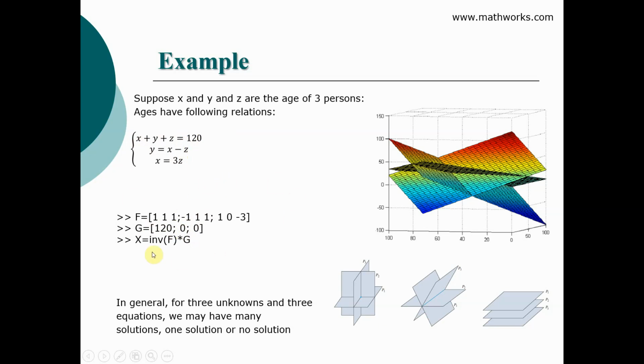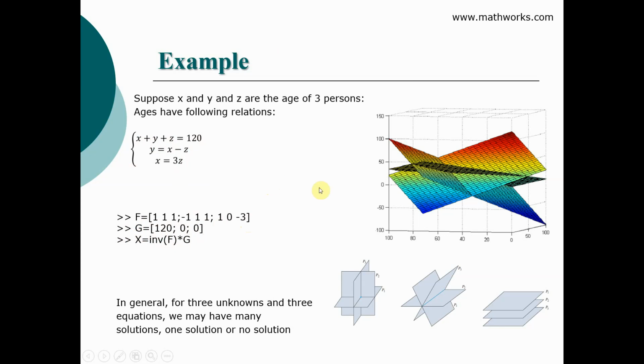And again, we can find the vector of unknowns, so the values for x, y, and z, by inverting the matrix of coefficients and multiplying it by the vector of the right hand side. So this is how you can find the solution.